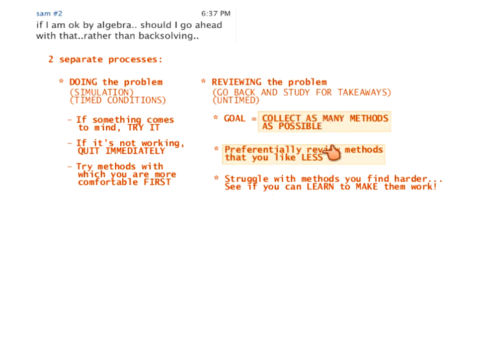Okay, were you guys on this page? If not, then you're on this page now. So here's all the things we've been saying: doing the problem versus reviewing the problem. Doing the problem is simulating. Doing the problem is time conditions. You want to let go of stuff right away if it is not working, and you want to favor things that you're more comfortable with.